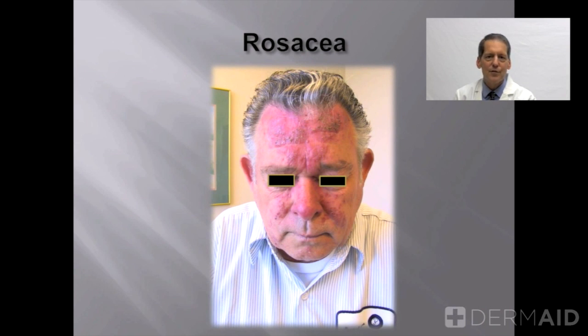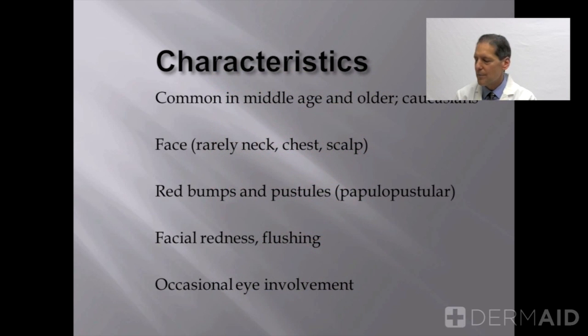Rosacea is a common condition primarily affecting the face, although rarely it can affect other areas such as the scalp, chest, or neck. What are the components of rosacea? Well, basically it's a combination of red bumps and pustules or pus bumps on a background of fluctuating redness, primarily occurring in the middle third of the face. Generally, this is a condition of adults, especially middle-aged and older adults. Caucasians seem to be more affected by this than other skin types.